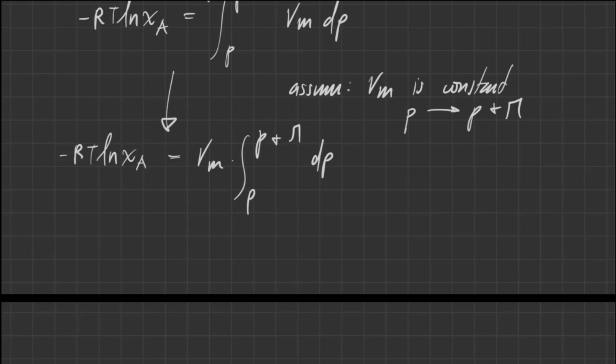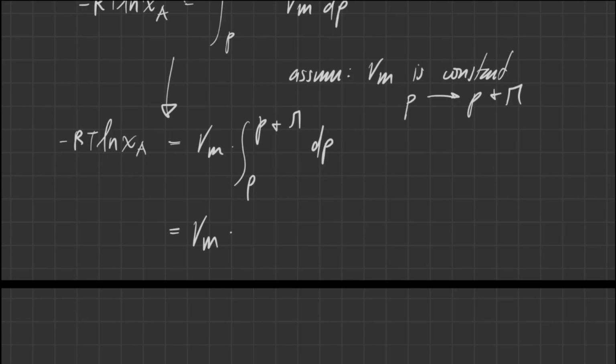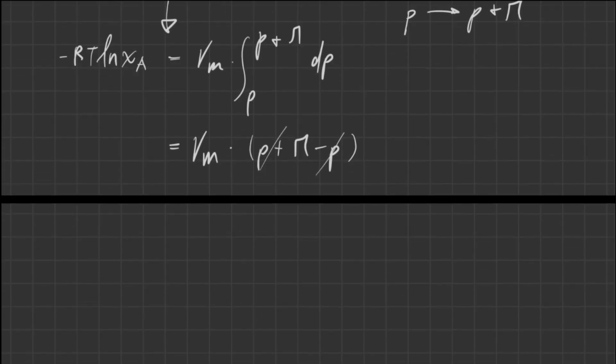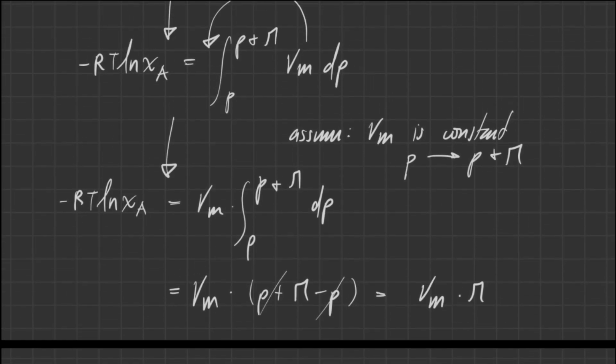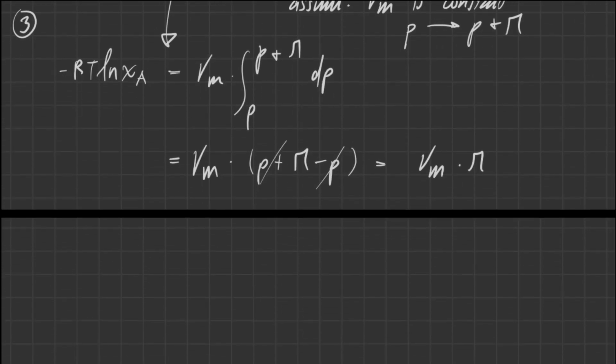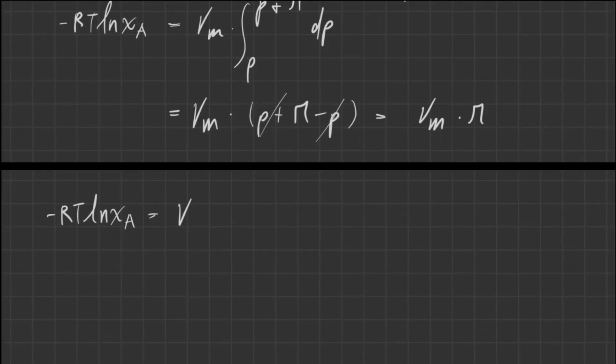So we can just do this quick integral. It's equal to the molar volume multiplied by P plus osmotic pressure minus P, and then cross that out, is equal to molar volume times osmotic pressure. Oh, this is step 3 by the way, the evaluation of the integral. So you end up with RT natural log of the molar fraction of A is equal to the osmotic pressure times the molar volume of the solvent. So you end up with this.